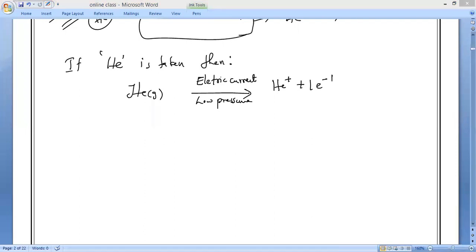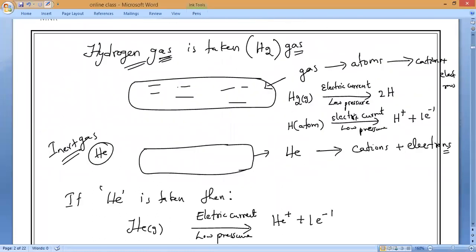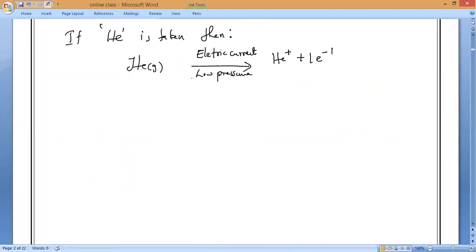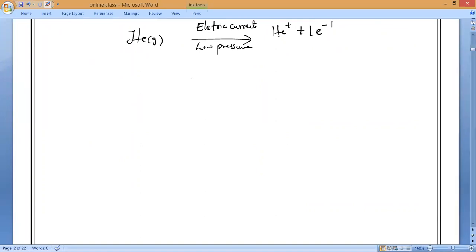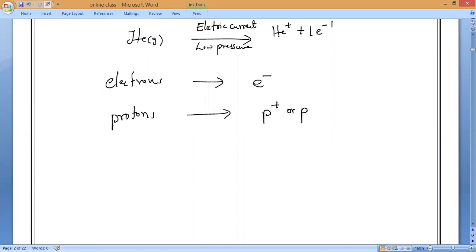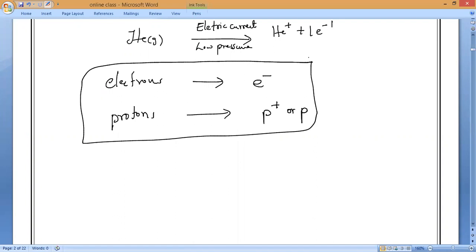All of you understand? Abhirami, Gokul, Daniska? So that is how we are producing cathode rays as well as anode rays. And all of you remember, electrons are always represented with a negative charge. So electrons are represented by e minus, and in the same way protons are represented by p plus, or we will represent with the p. So this is the symbolic representation of electrons as well as protons.